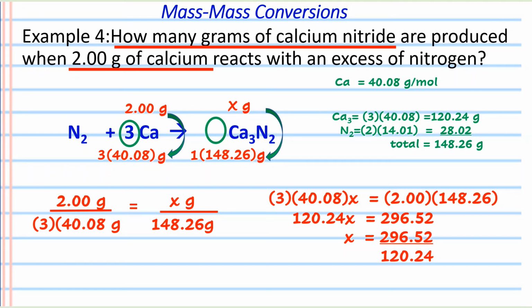296.52 by 120.24. And again, I'm going to get a bit of a remainder. I have 3 significant figures in the number that was given to me, the 2.00 in the question. So I need to round my answer to 3 sig figs. So it should be 2.47 grams of calcium nitride.